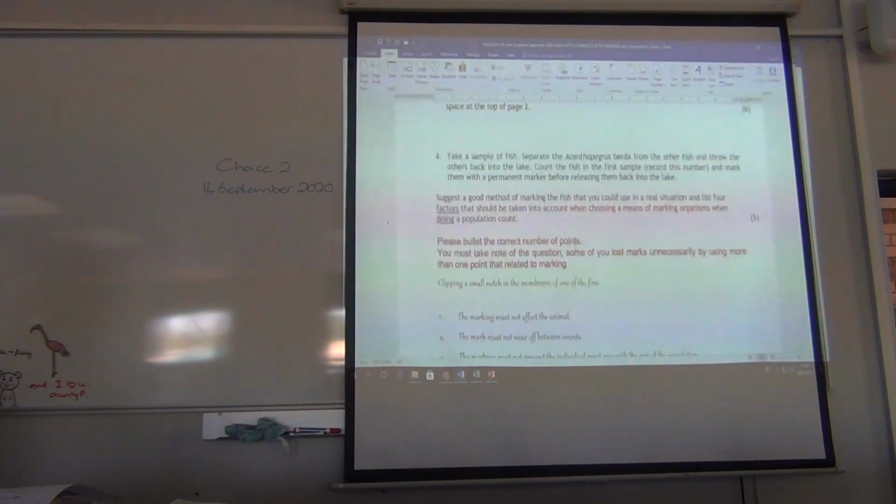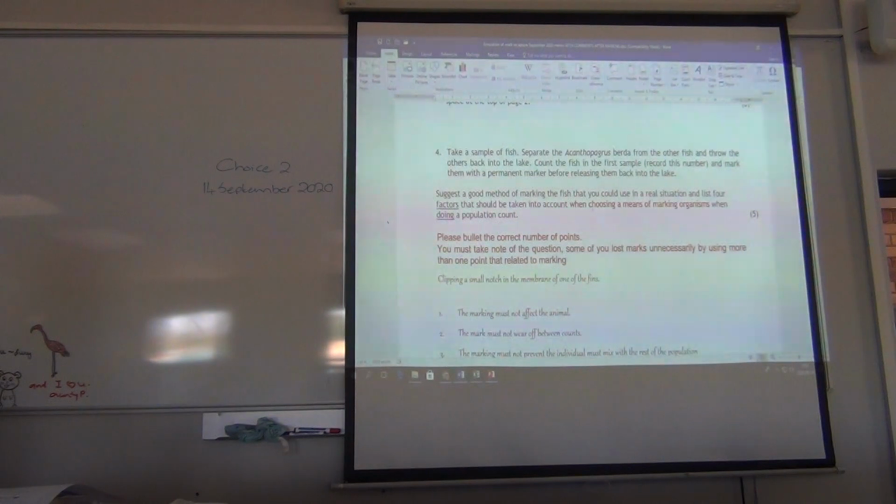All right, take a sample of fish. You had to say a good means of marking organisms. Again, please bullet the correct number of points. You must take note of the question. Some of you lost marks unnecessarily. I was obviously very drunk when I did this. It was nothing to do with the marking, it was by using a point that wasn't related to marking.